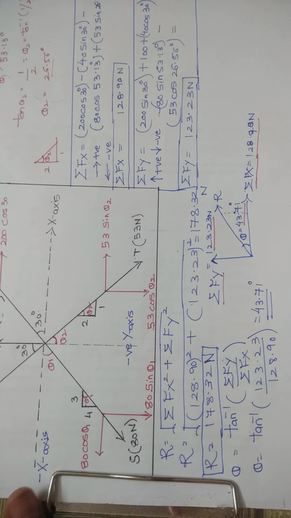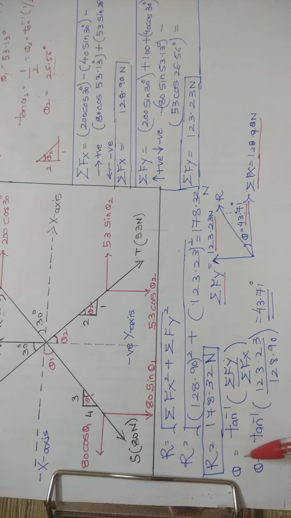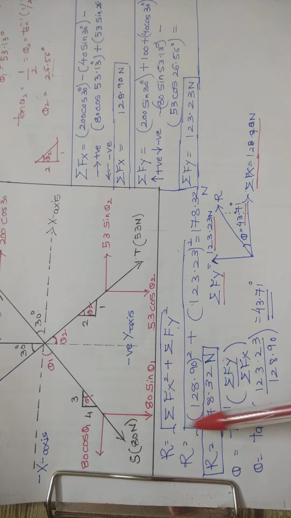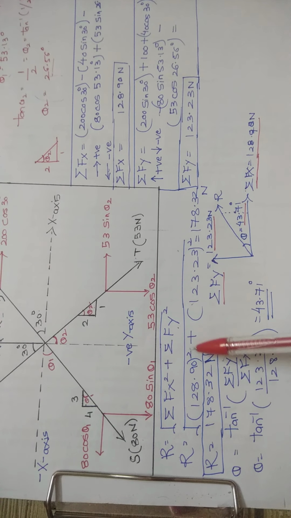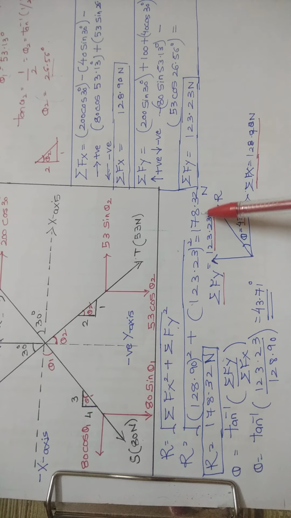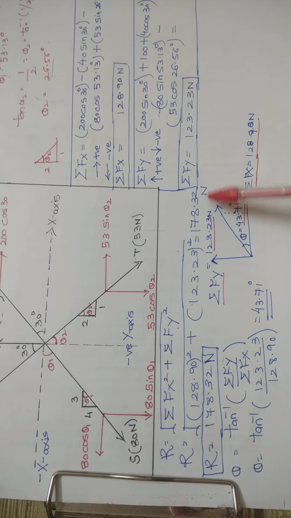It was not visible. Okay. तो resultant value कैसे निकाले थे? R is equal to the square root of the summation of Fx square plus Fy square, so R is the square root of 128.90 square plus 123.23 square, and it comes to be 178.32 is the resultant.